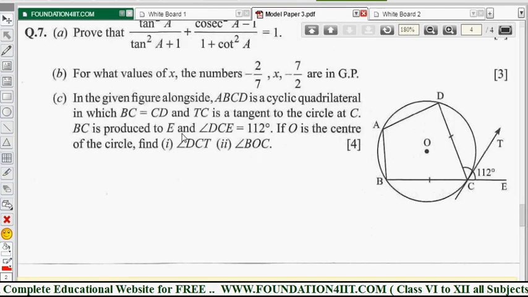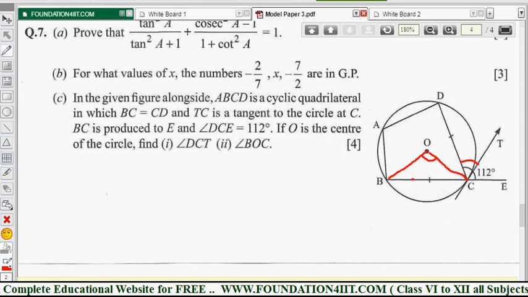Okay, this is a cyclic quadrilateral problem. In the given figure alongside, ABCD is a cyclic quadrilateral, you should know the properties, in which BC is equal to CD. Okay, BC and CD are the same, and TC is a tangent to the circle at C. Okay, TC is tangent, and this is a chord. DCE, angle DCE is 112 degrees. O is the center of the circle. Find DCT. So angle DCT we need to find out, and angle BOC. In case you join, this angle BOC also we should find out. These two angles.